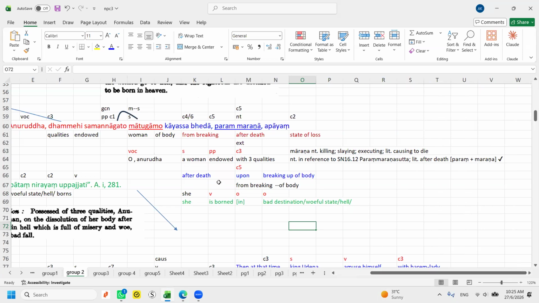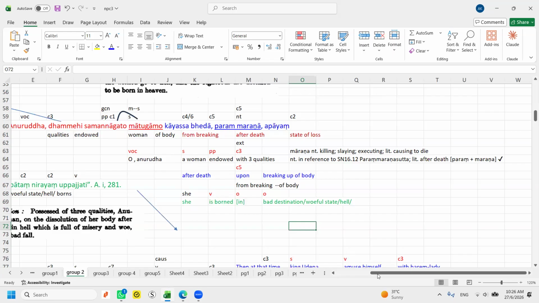So we took after death. That means here, after death, upon. I change it to upon because this sounds better. After death, upon the breaking up of the body. So upon is used instead of from. If you read it right, it is very interesting. That means a woman endowed with three qualities, after death, upon breaking up of the body.